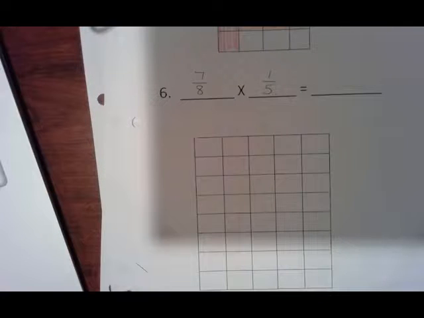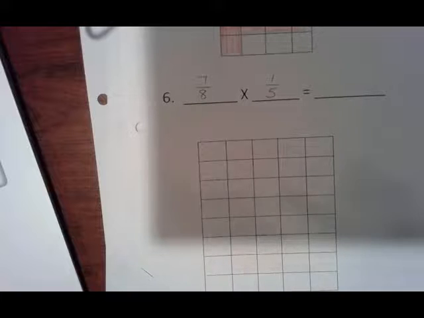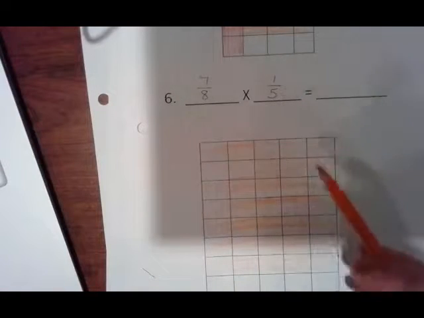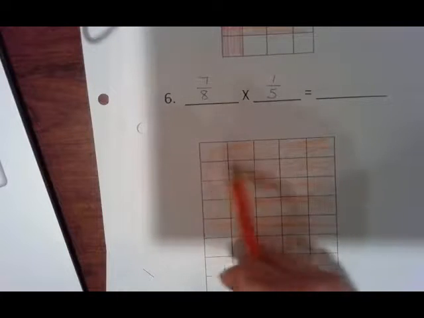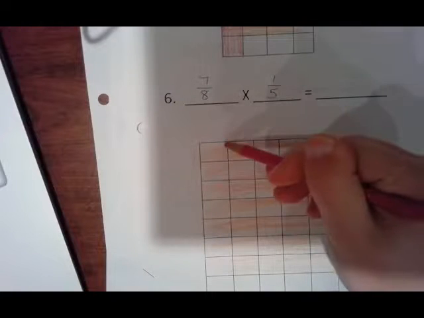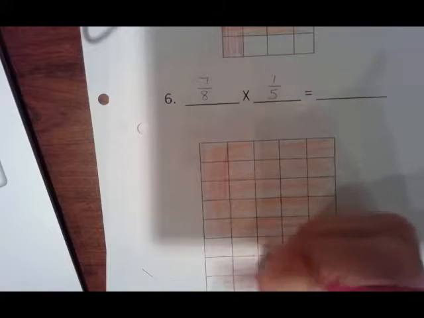Alright, 7/8 times 1/5. So 7/8, I need to shade in 7 going across. My color pencil's kind of dying on me. I need to sharpen it. Alright, good enough. So that's 7/8, and then 1/5. Shade in one of these going down, just one column here.